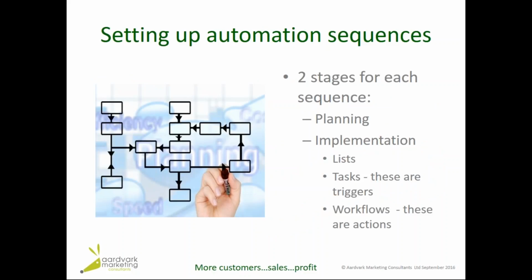The next step is where it gets interesting. This is where we're adding our first automation sequence, and there are 2 stages for each sequence. Planning it first, so writing it out on a whiteboard or a piece of paper or however you like to plan, check that's going to work, what the feedback loops are, and then you implement it. So which lists are we going to use, which triggers are going to put people down into this process, and the workflows are the actions that you actually plan into the system. So that's the next step, is to put in your first automation system.